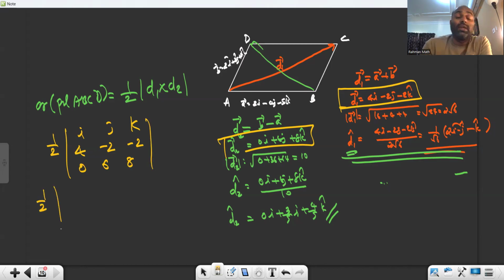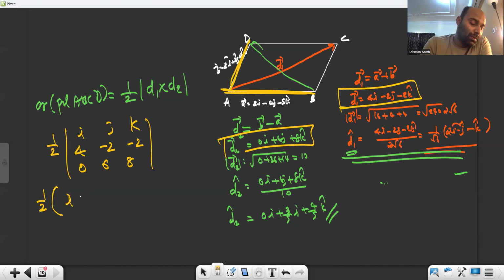1 by 2, don't forget. The area of the parallelogram is actually the magnitude of A cross B, but if you are using diagonals, half should be there. They are telling us to use diagonals, so it will be... its magnitude they're asking, no? So first we have to find this one.